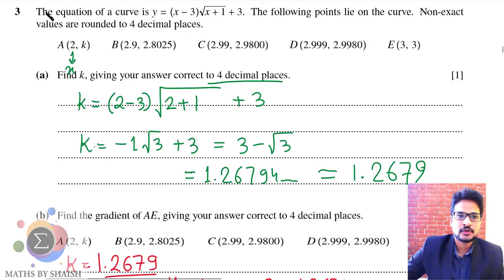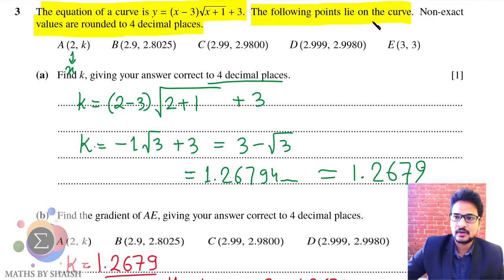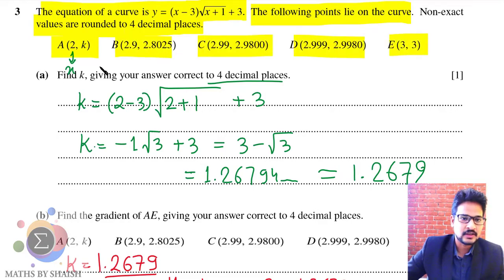Here's the third question. The equation of the curve is y equals x minus 3 root x plus 1 plus 3 outside. The following points lie on the curve. Non-exact values are rounded to 4 decimal places. So the values are not exact, they are rounded to 4 decimal places. A is this, B is given like this, C is given this, D and E is this. So find k, giving your answer correct to 4 decimal places.